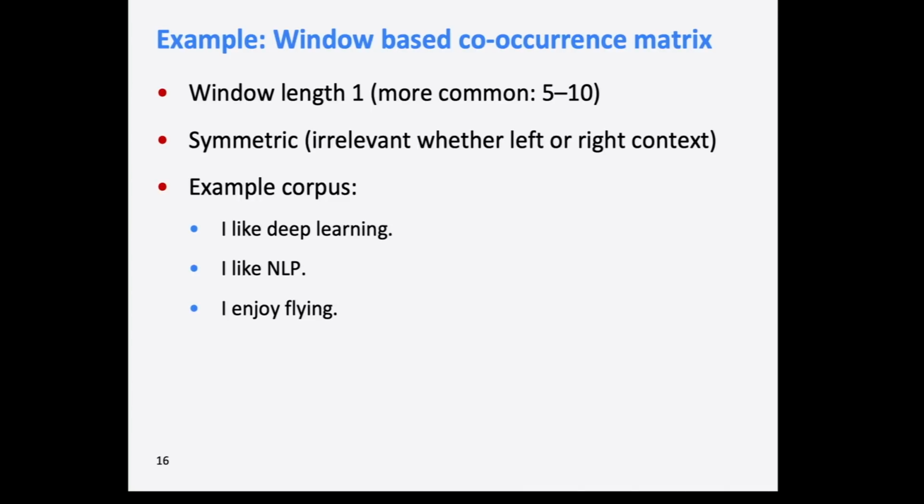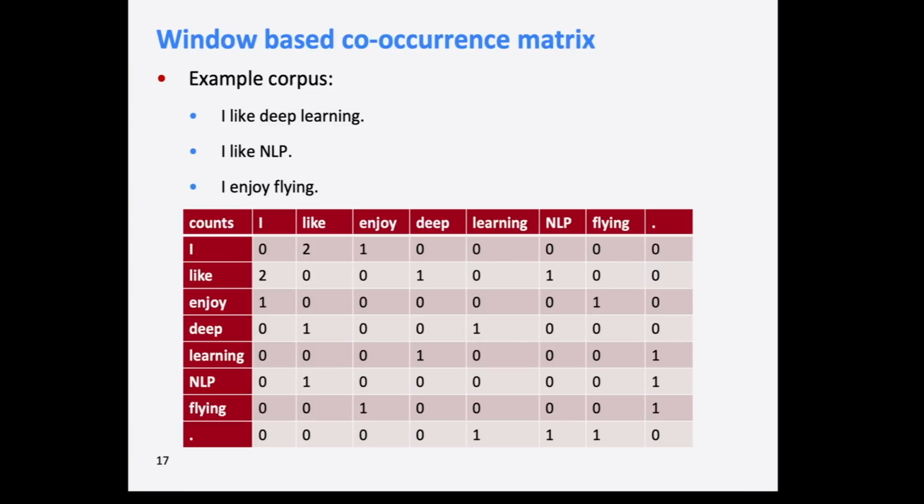And so if I have a teeny baby corpus like this, what I could do is just say, here's a matrix of word co-occurrence counts. So within my window size of 1, I occurs next to like twice. And that means that like occurs next to I twice, it's symmetric, and all my other counts here are singletons. And so this gives me a big, huge, sparse matrix of word co-occurrence counts.